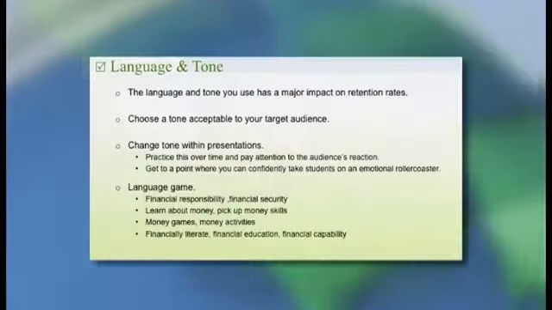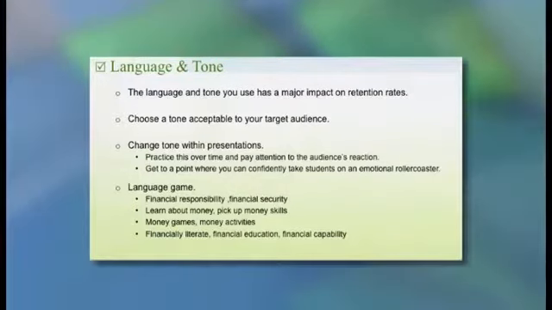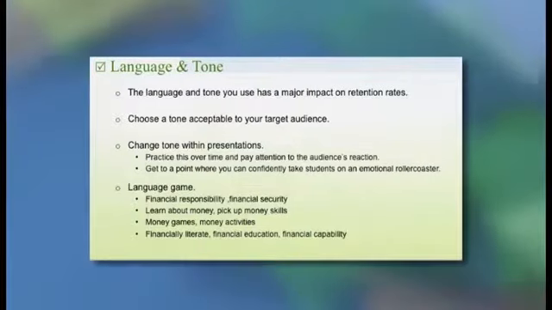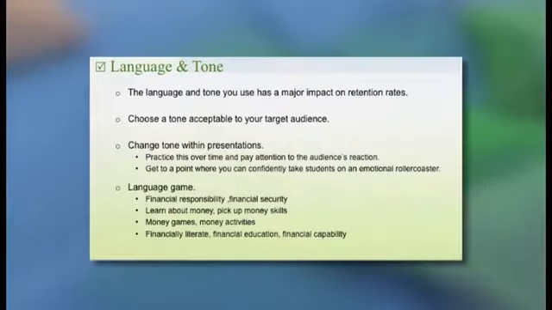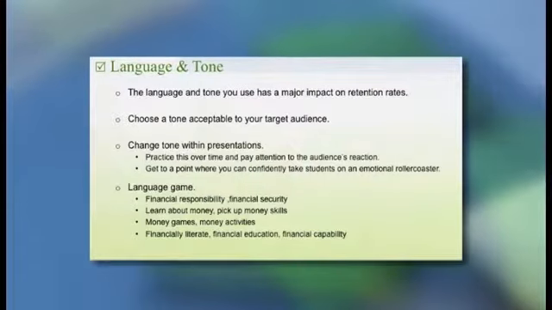Another term that we use is financial security. Who might get motivated by that? Well, perhaps individuals who are older or more mature, parents, family members, things of that nature. But again, if you're working with students or teens or young adults, this is not going to be a term that's going to ignite them or get them excited about learning about personal finance.